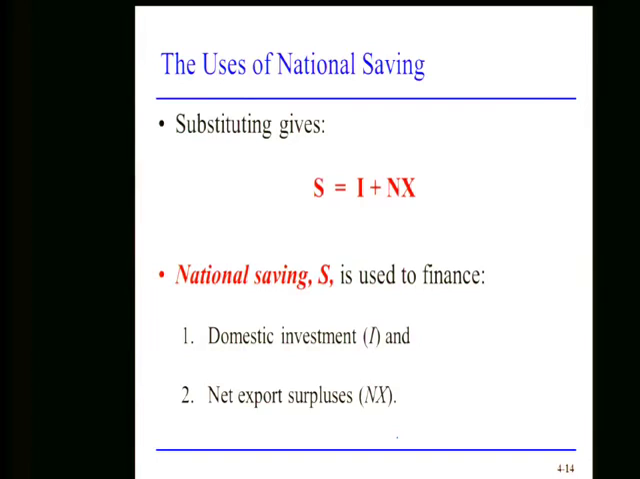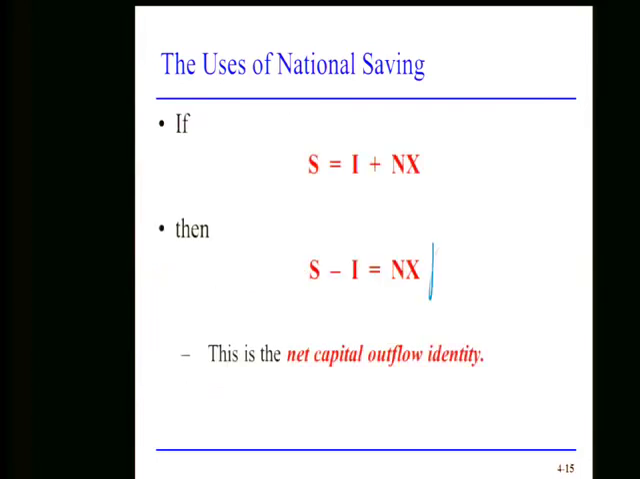Now we can take this equation and move it around a little bit so that we have the difference between national saving and private investment, and that equals net exports. This is something that we refer to as the net capital outflow identity. Here, where we talk about net capital outflow, the capital that we're talking about is not capital goods. This capital is financial capital, right? It's funds that are being outflowed. And we'll see how that works in just a minute, and also again on Thursday.